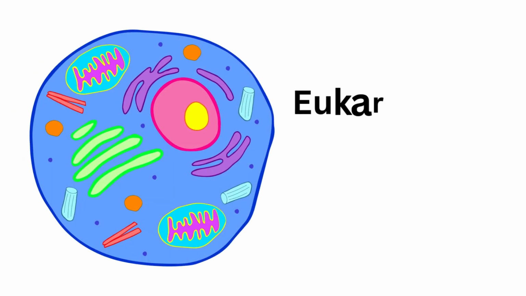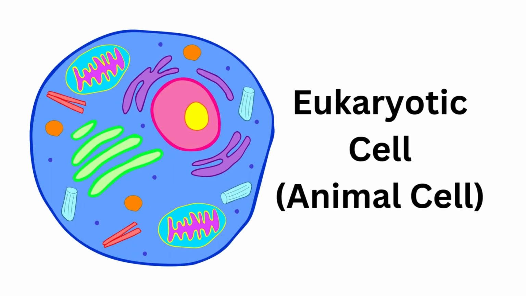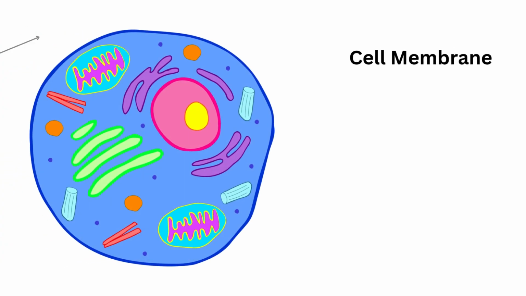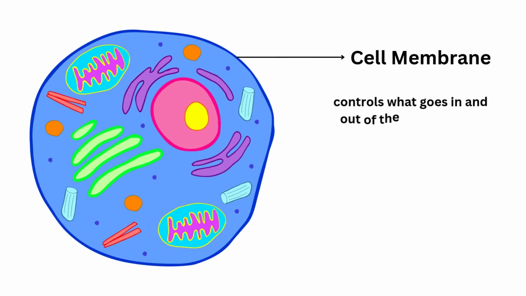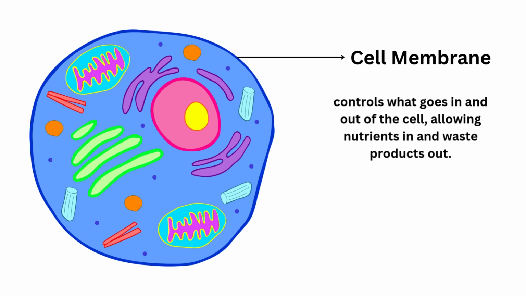So, let us get to know the structure of animal cells. We've got first the cell membrane. That's the gatekeeper of the cell. It controls what goes in and out of the cell, allowing nutrients in and waste products out.